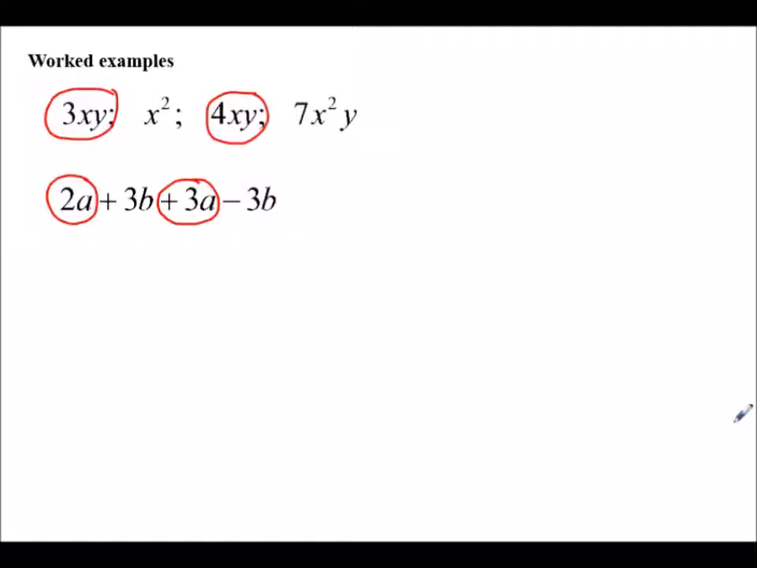So 2a and 3a are like terms, but you can see that I have a b term there. So 3b and negative 3b are also like terms. So in that expression, we had two like terms that were a terms and two like terms that were b terms.